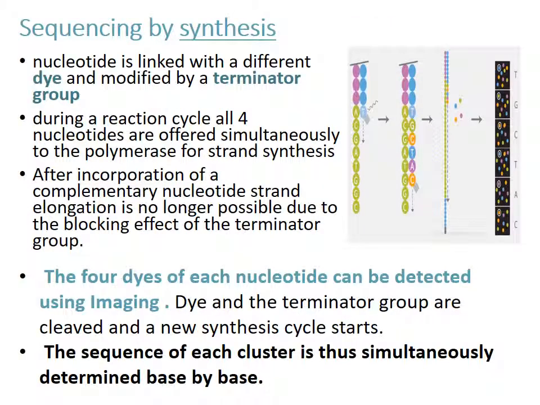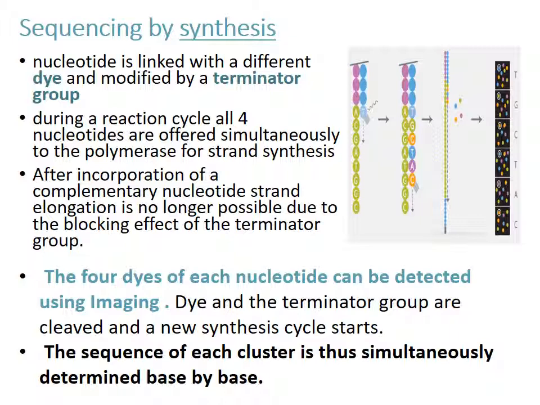So sequencing by synthesis is really just kind of what it sounds like. The nucleotide is linked with a different dye and modified by a terminator group. And during a reaction cycle, all 4 nucleotides are going to be offered simultaneously to the polymerase that is building the strand. And after incorporation of a complementary nucleotide, elongation will no longer be possible because of that terminator group. And then the 4 dyes of each nucleotide can be detected using imaging. And so the dye and the terminator group are going to be cleaved, and then a new synthesis cycle will start. So the sequence of each cluster is simultaneously determined base by base by base by base by base. You think this would take a little bit of time?